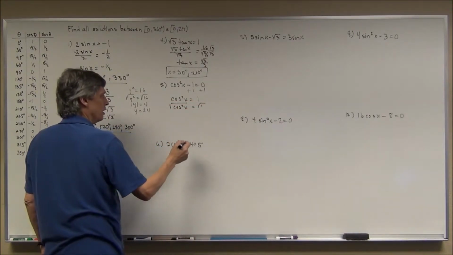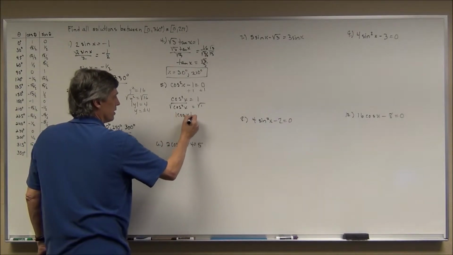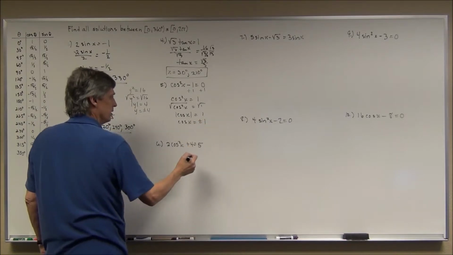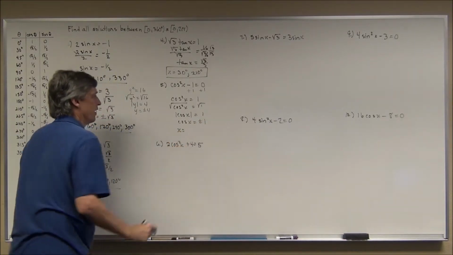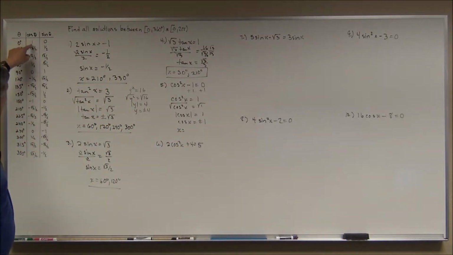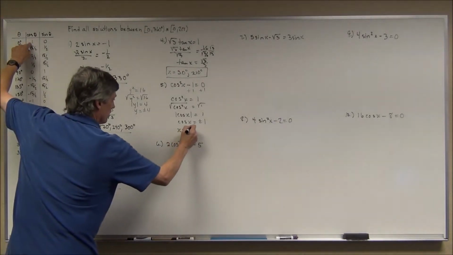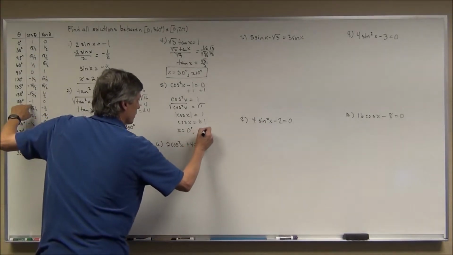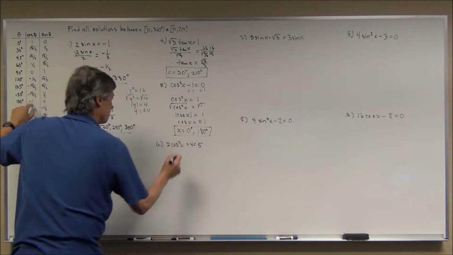Of course, the square root of 1 is 1. So I get the cosine of x is equal to plus or minus 1. Alright, so I have to find when the cosine, which is the middle column, is equal to 1, and that happens at 0. Or is equal to negative 1. There it is, 180 degrees. And those are my two answers.